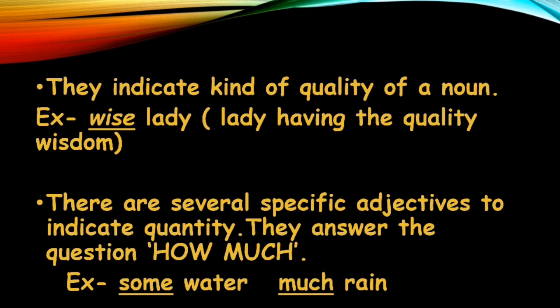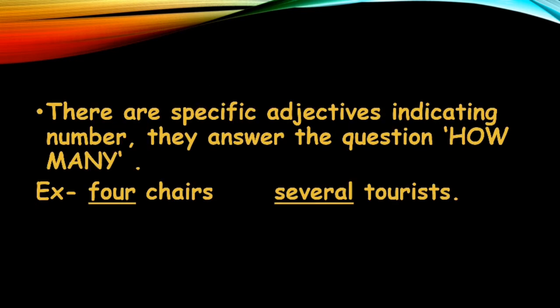Like some water, how much water, some. So some is an adjective of quantity. Much rain, a lot of rain. So much will be an adjective of quantity because they are telling us amount or quantity. So adjectives which tell us about quantity or how much are known as adjectives of quantity.